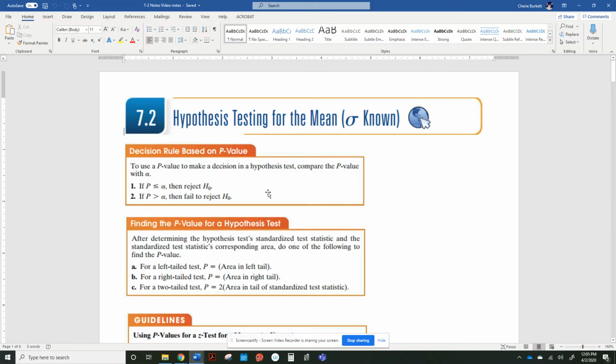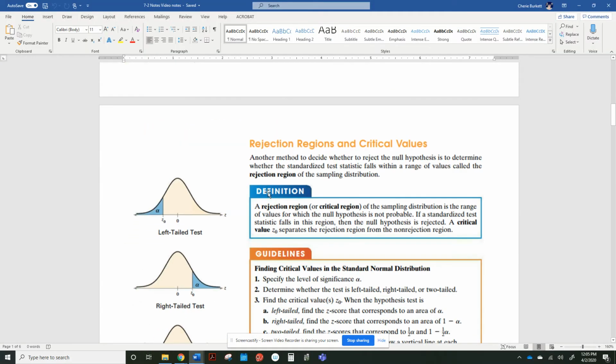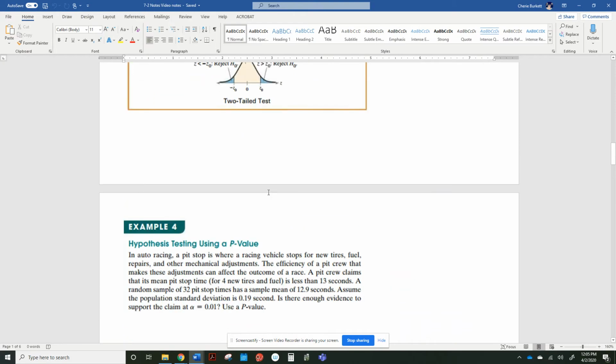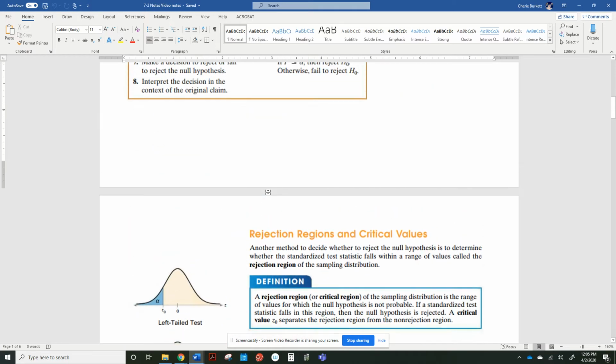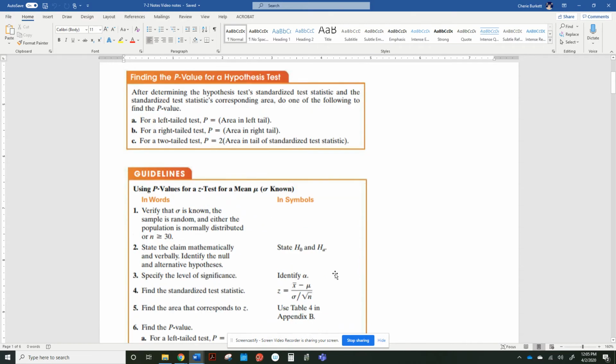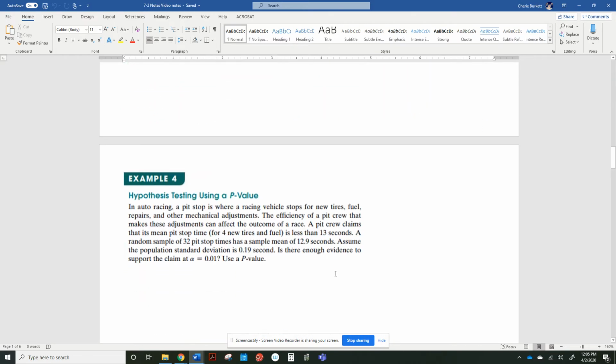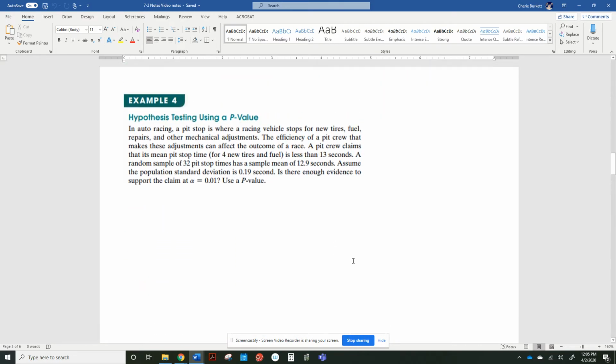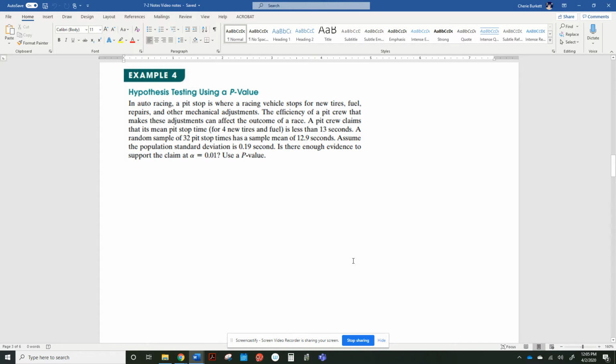All right, so I'm going to show you by skipping all of this. Some of it should look familiar, right? I'm going to skip all of this and go down to this first example and show you that it's the exact same thing that we did in the last section.